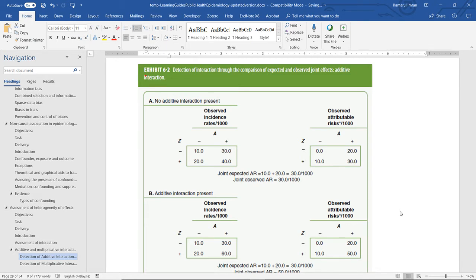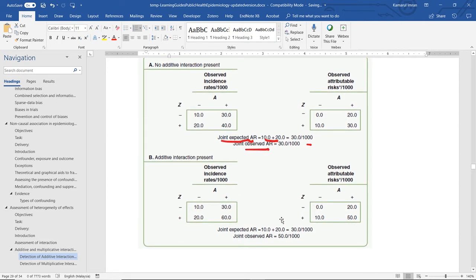So this is exhibit 6.2, detection of interaction through comparison of expected and observed joint effects. This is the additive interaction. The joint expected attributable risk is 10 plus 20, you get 30. So the joint observed attributable risk equals 30 over 1 over 1000, right? So you got 30 here, right?